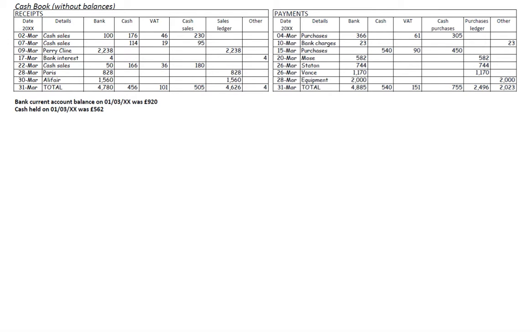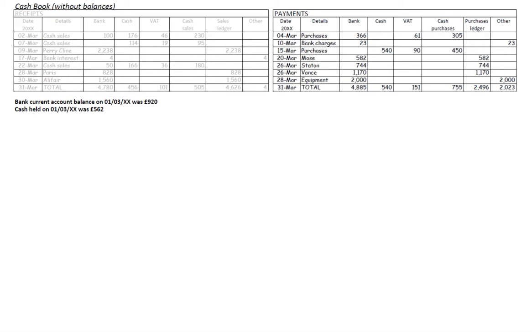In this video, we're going to be looking at how we post the cash book payments to the general ledger. So we have a cash book up on screen, and you'll note that this is a cash book that doesn't have balances recording how much cash and bank was held at the start and the end of the periods. But we will be just focusing on the payment side of this cash book.